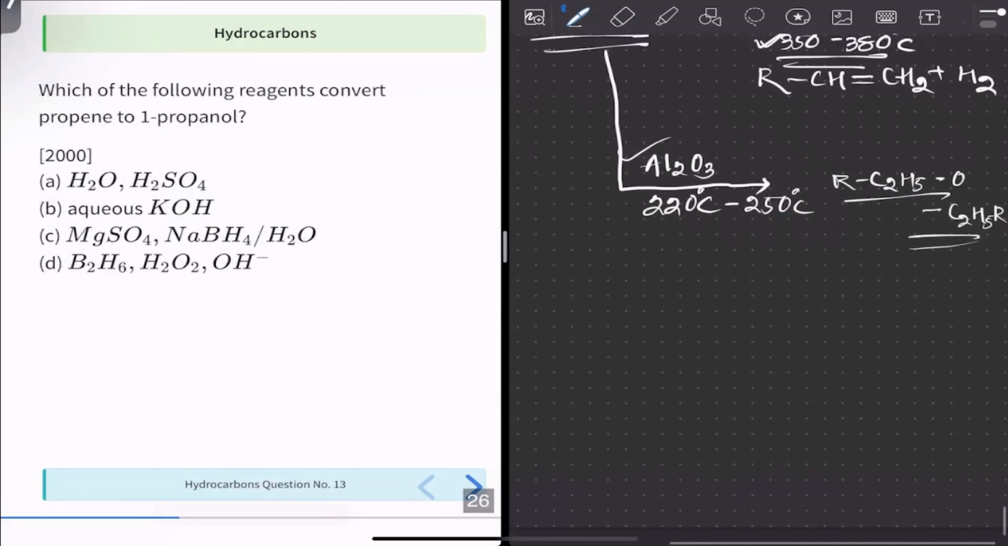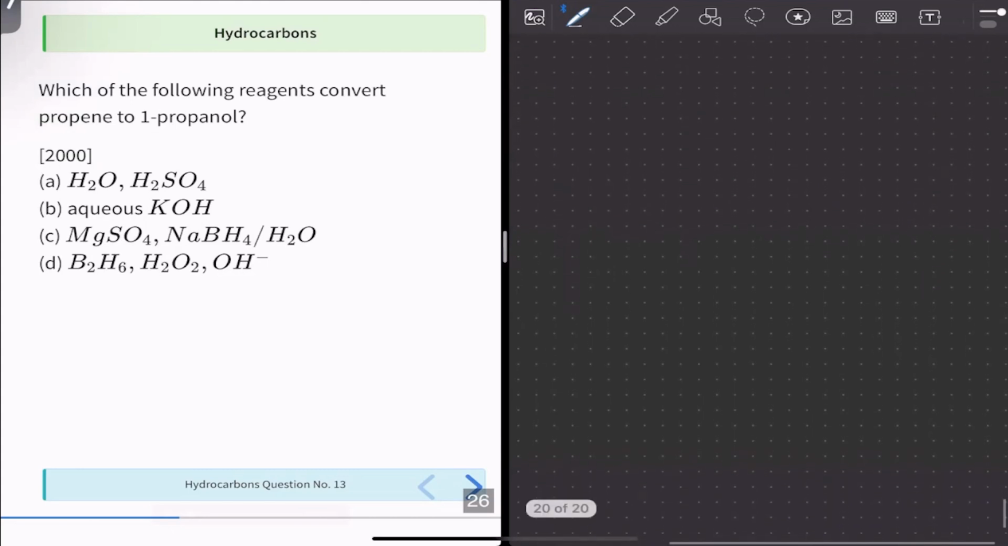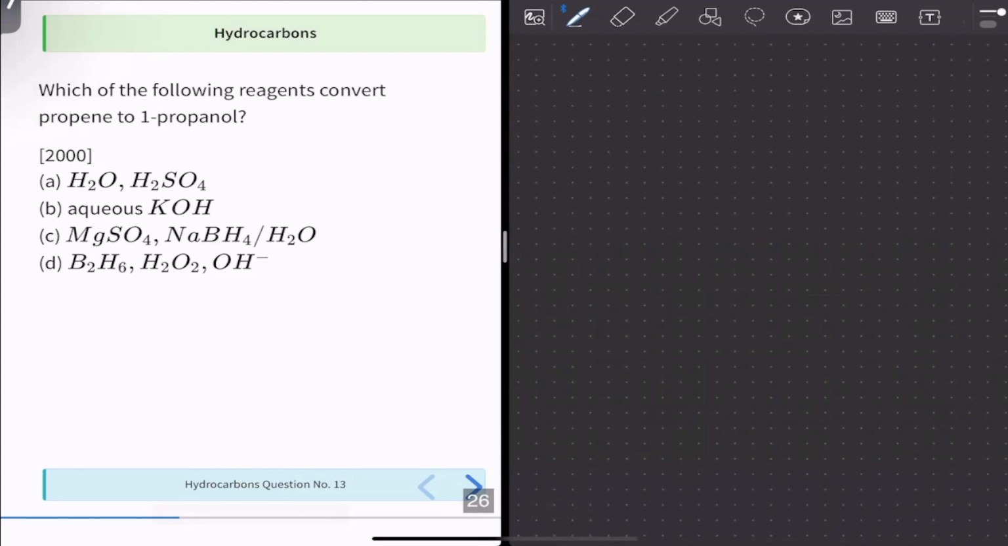Which of the following reagents convert propene to 1-propanol? Let's go one by one. Propene to 1-propanol. Do you remember the Markovnikov and anti-Markovnikov rules I told you earlier, just two to three questions before? For hydration of alkene, we also use the anti-Markovnikov and Markovnikov routes.